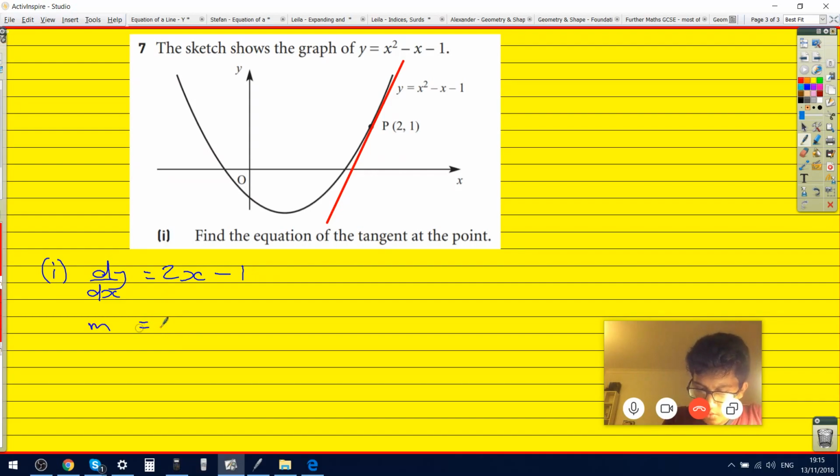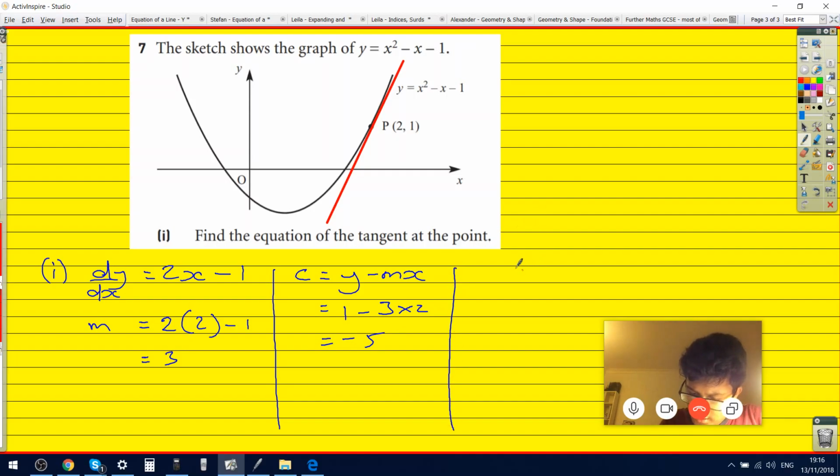So y equals mx plus c, y equals 3x plus c, and use the coordinates again. So 1 equals 3 times 2 plus c, 1 equals 6 plus c, and then c is equal to minus 5 here. So the tangent would then be y equals 3x minus 5. Well done.